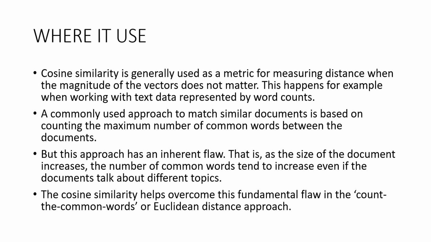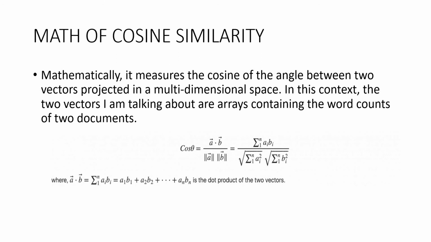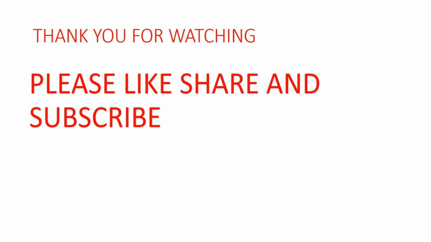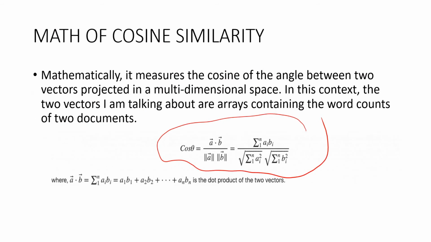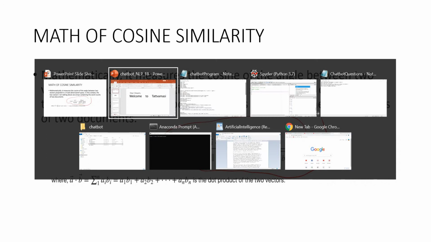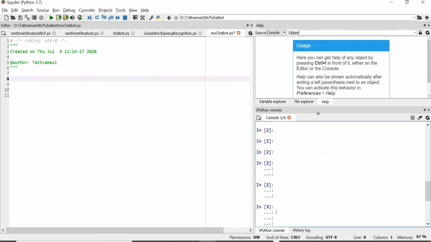So this is the cosine similarity. This is the mathematical equation I already discussed: cos theta is equal to a dot b divided by the modulus of vector a times the modulus of vector b. Now let's get into the implementation part. For that I will get into the Spyder IDE.